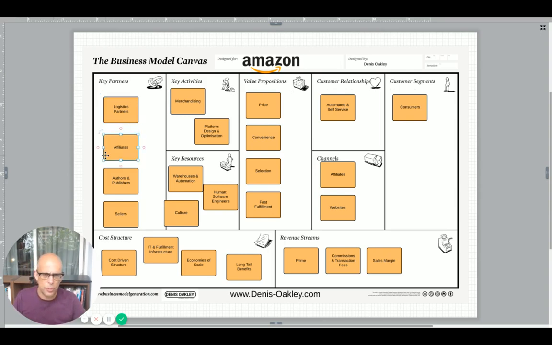And frankly, robots are easier to automate and A/B test than people are, despite Amazon's best efforts. You have a huge crowd of affiliates. I'm one. If you click on a book link on my website, you end up going to Amazon. The authors and publishers and the sellers, everybody who is listing on Amazon, everybody who's putting their products into Amazon warehouses. So the cost structure, how does it work? It's cost driven. Everything is designed to reduce the cost of products and services to the lowest possible level. And then you've got the IT and the fulfillment infrastructure. This is designed to be built at scale.